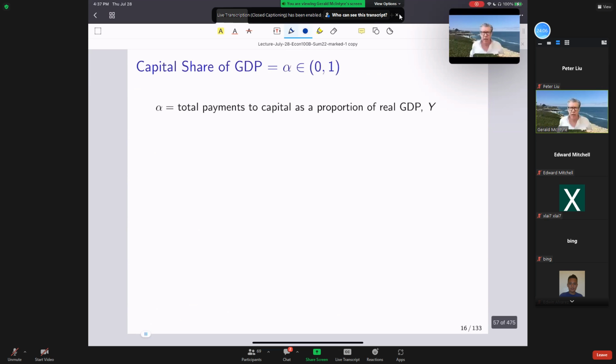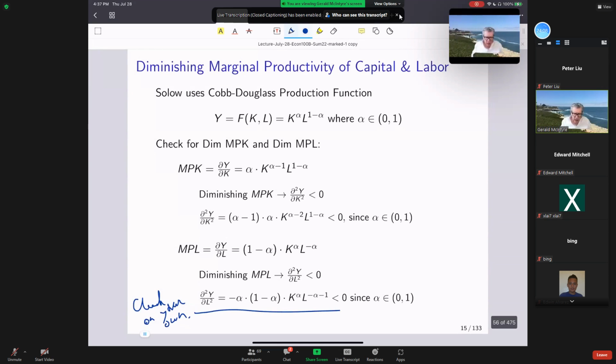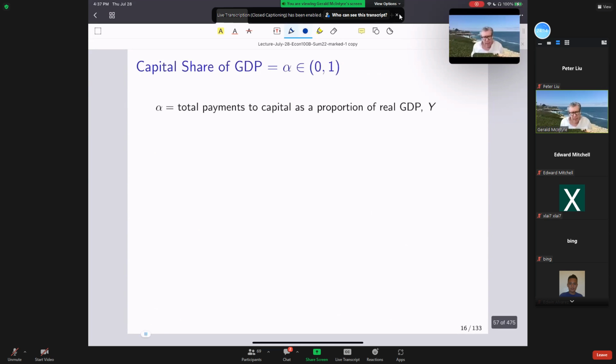All right. So clearly, in these last two examples, alpha plays a crucial role here. Alpha here and alpha here. It gives us the sign here. Okay, what exactly is alpha? Okay, alpha is the capital share of GDP. Okay, and what we mean, it's between 0 and 1. It's a fraction. Okay, alpha represents the total payments to capital as a proportion of real GDP Y. Okay, so we can think of alpha in the following way: all the payments to capital, okay, as a fraction of GDP in the denominator. I recall GDP is our variable Y, or it should be real GDP is our variable Y.